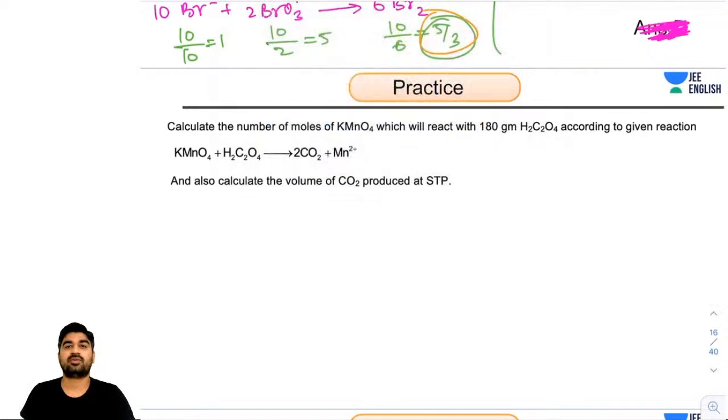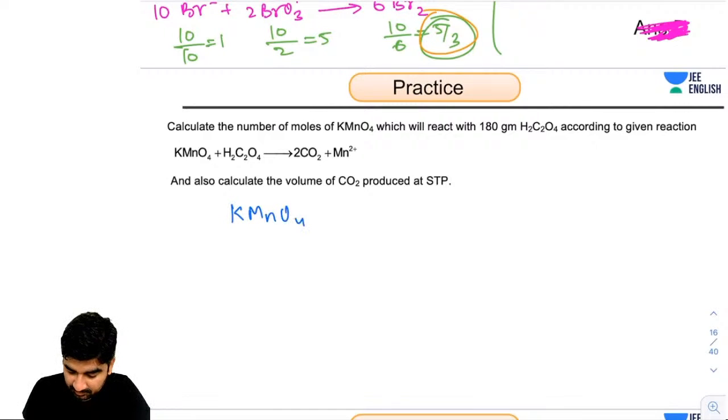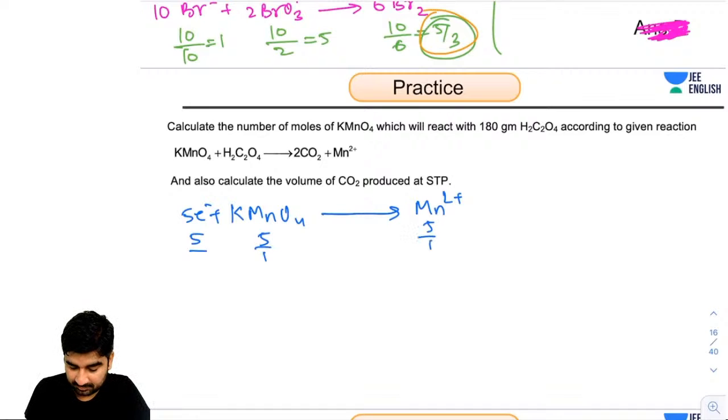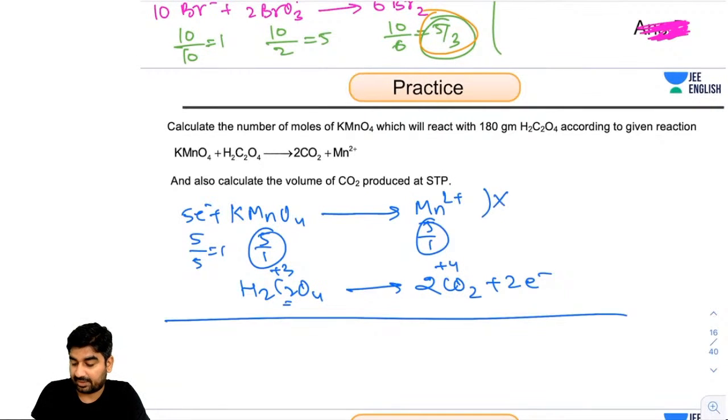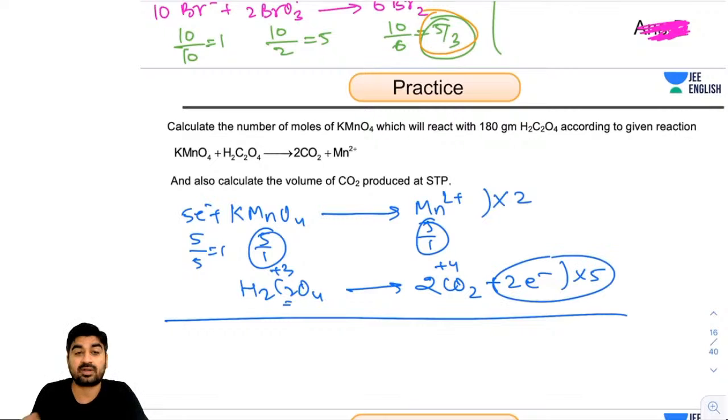So, how will I write this reaction? I will write it as KMnO4 giving you Mn2 plus. So the n factor for it will be 5, for this as well as this. And again, H2C2O4 giving you 2CO2. So guys, this is plus 3, this is plus 4. So carbon is balanced, so 2 electrons are lost. So multiply it by 2 and multiply it by 5. So 10 electrons will cancel out here.